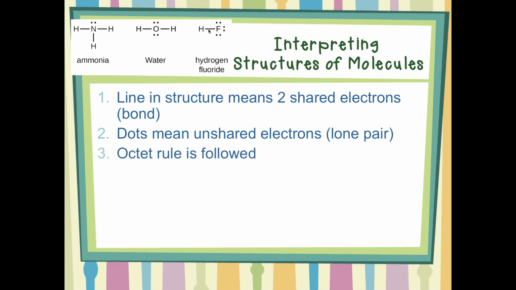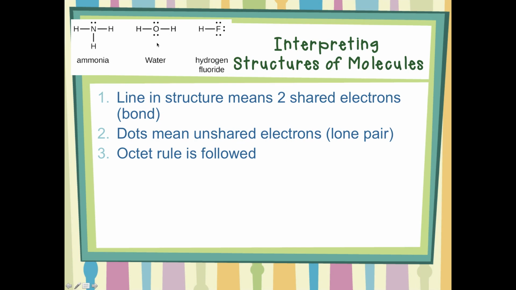The reason there's a certain number of lines and dots is because every element is trying to stay stable. The reason that it made this compound in this format is because this is a way to make each atom stable and create a molecule that then can do something.